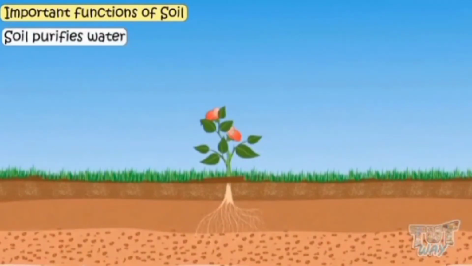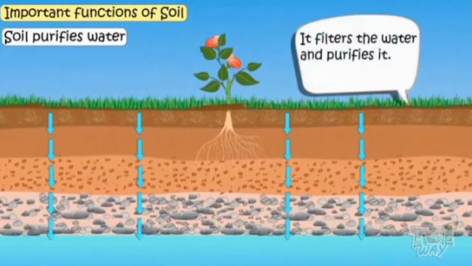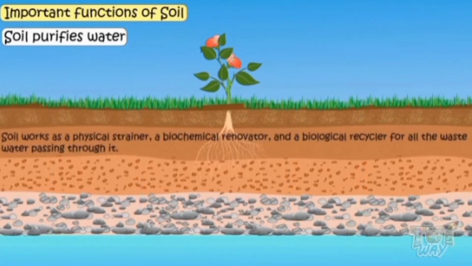Soil purifies water. When rainwater passes through the different layers of soil, it filters out the water and purifies it. Soil works as a physical strainer, a biochemical renovator, and a biological recycler for all wastewater passing through it.